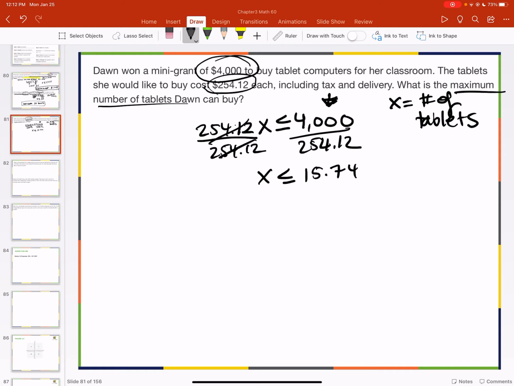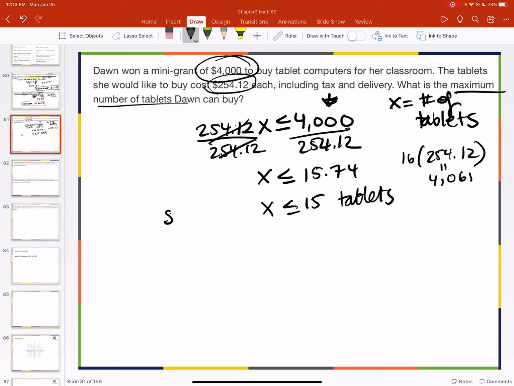So if we get 16 tablets, that's too much money. So it has to be less than or equal to 15 tablets. The maximum is 15, because 16 would be too many. Even if you were just to try it out, let's say we go, maybe she could do 16 tablets. If you just multiply them together, you would see that this is equal to 4,065.92. So wait, that's too much money.